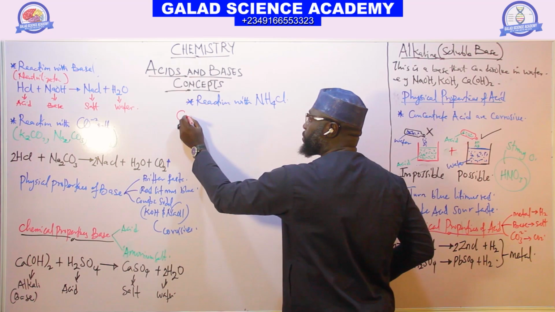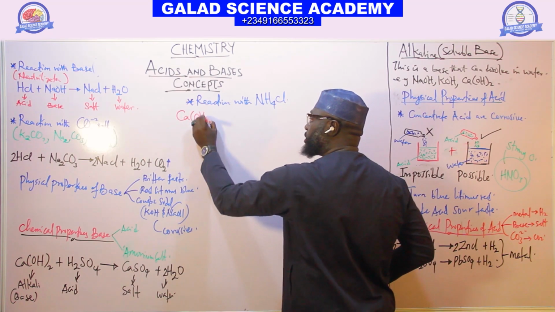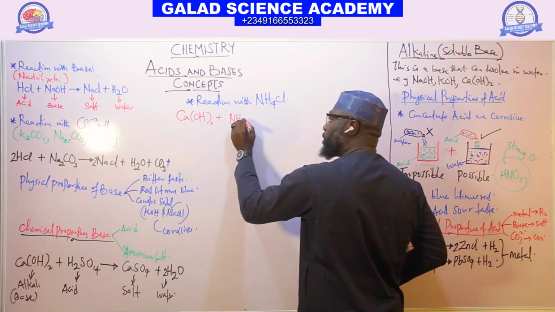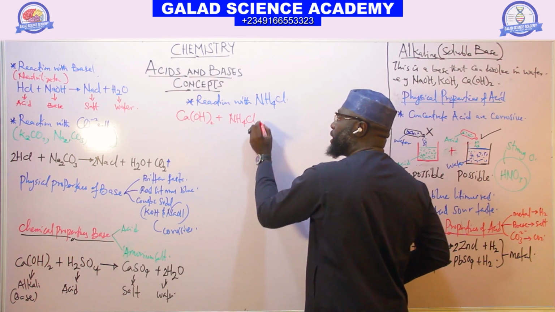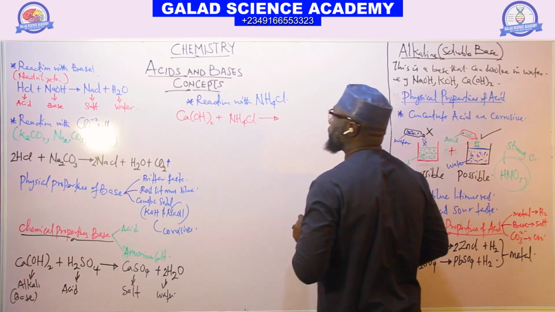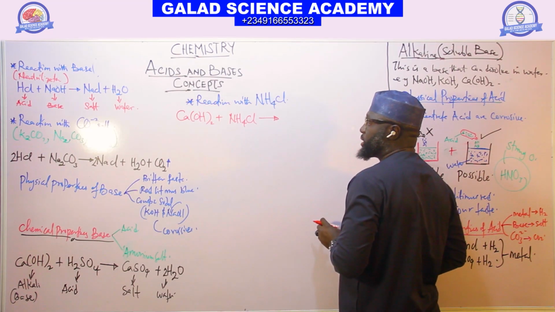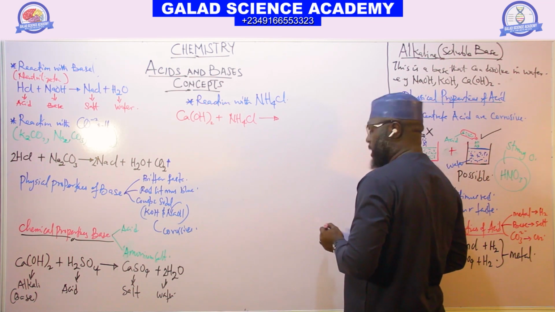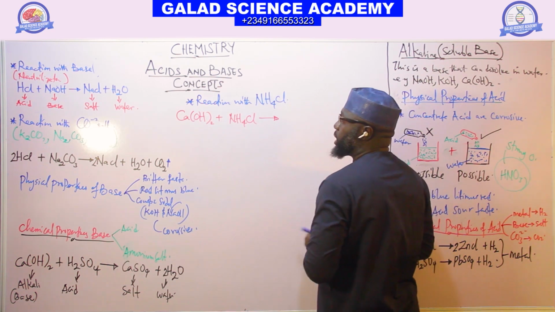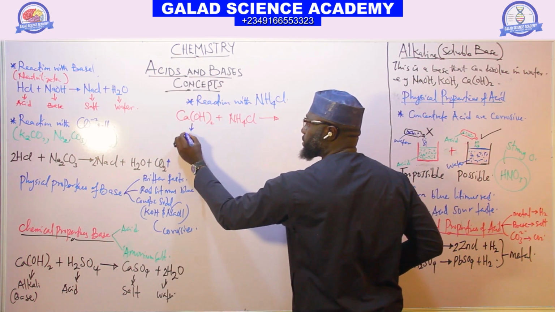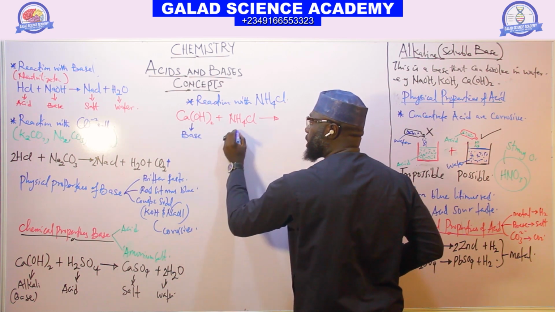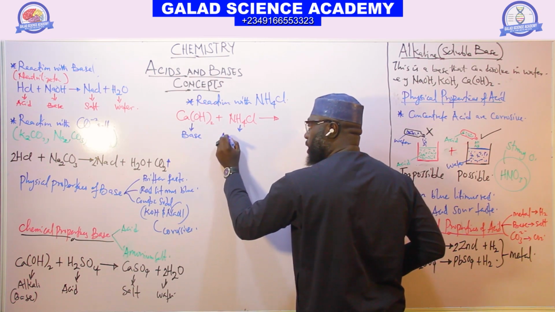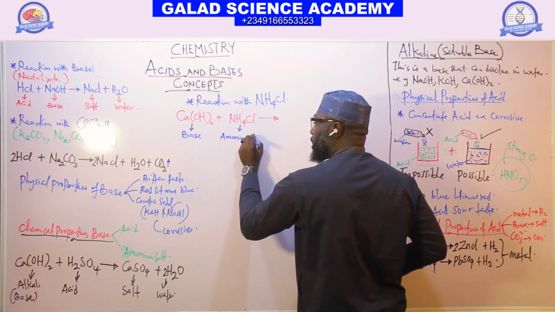If you have the reaction of calcium hydroxide, which is a base, reacting with NH4, ammonium chloride, to give us calcium chloride, NH3, and water. Here we have a base, and here we have ammonium chloride.